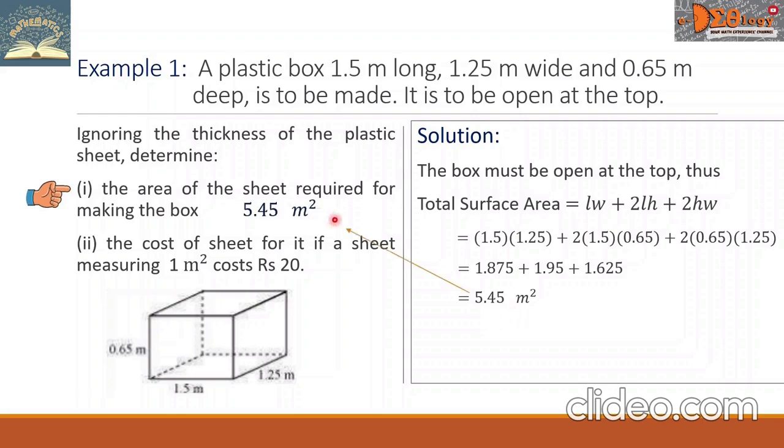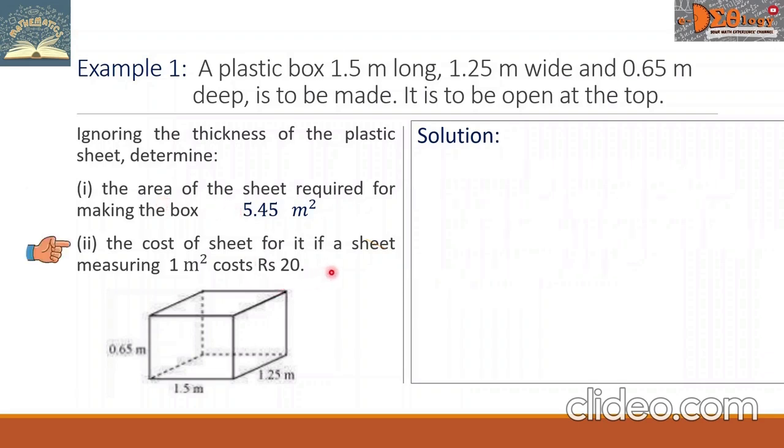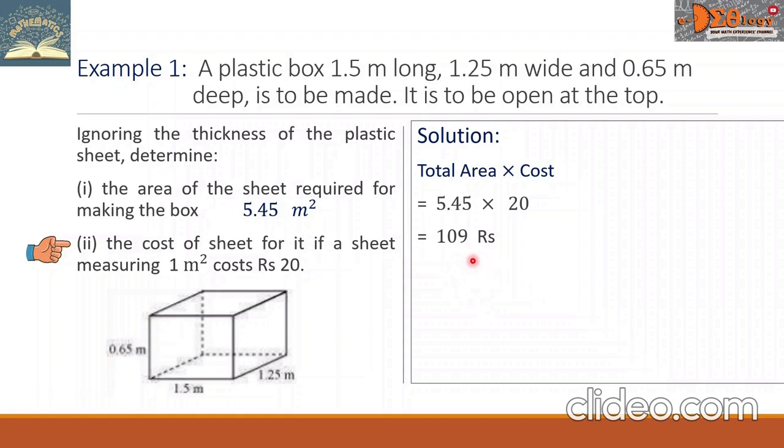Let's write the answer opposite the first problem. Let's go to the second problem. What is the cost of sheet for it if a sheet measuring 1 square meter costs 20 rupees? So we will do this: total area multiplied by the cost. So we have 5.45 times 20. So we have 109 rupees. This is the answer for the second problem.